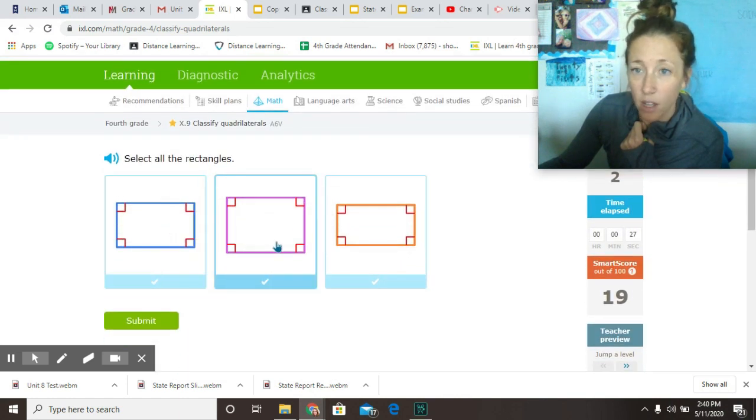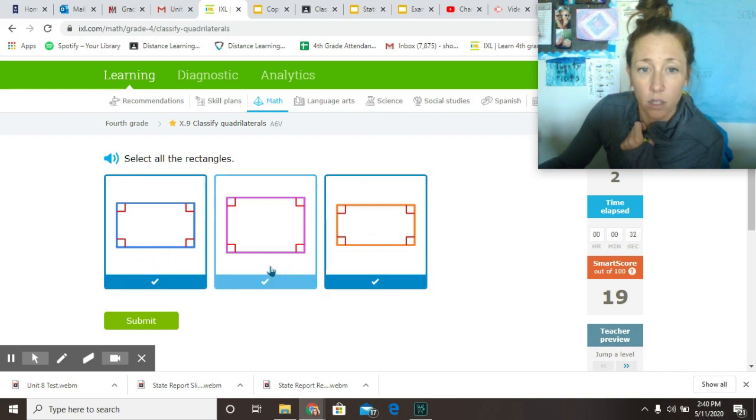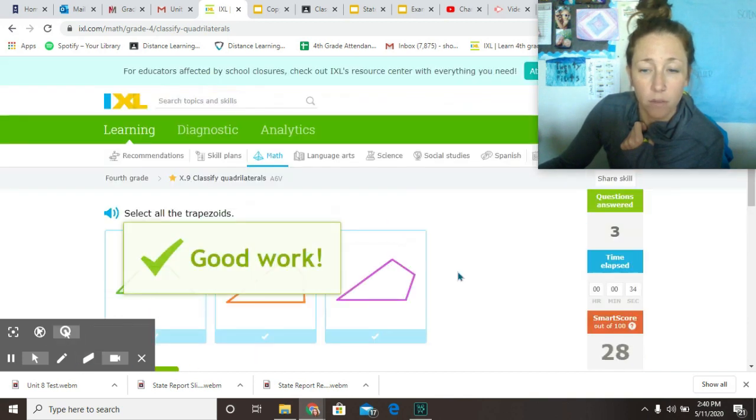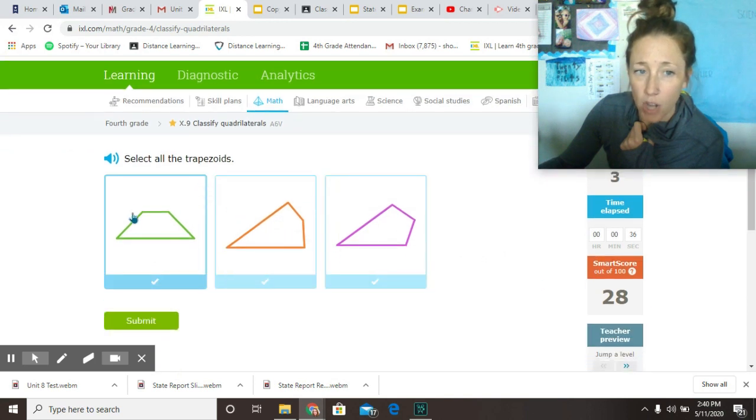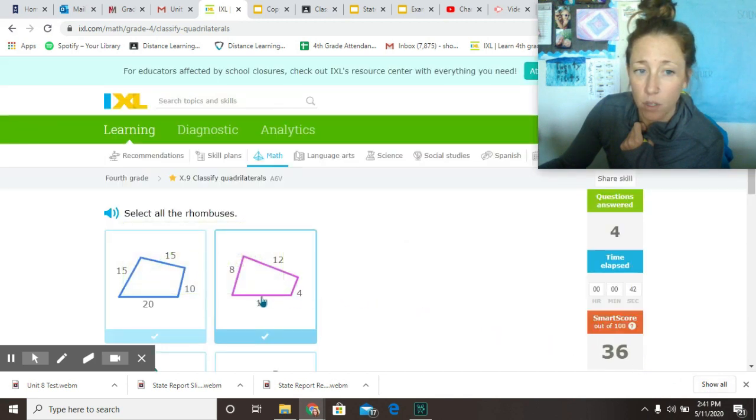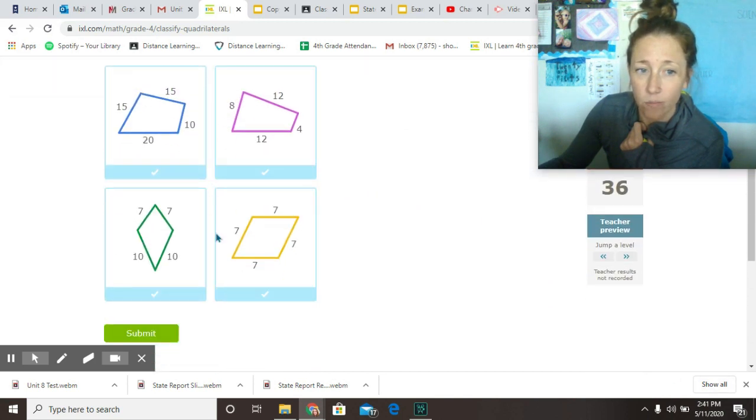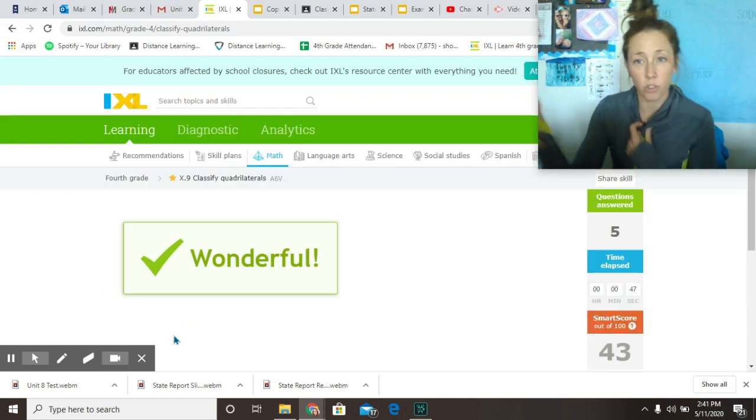All the rectangles, they all have 4 sides. They all have opposite sides that are parallel. Have opposite sides that are congruent. All the trapezoids. Remember, a trapezoid needs to have 1 pair of parallel sides. That's the only one I see. All the rhombuses. So that's what you're doing for x9.